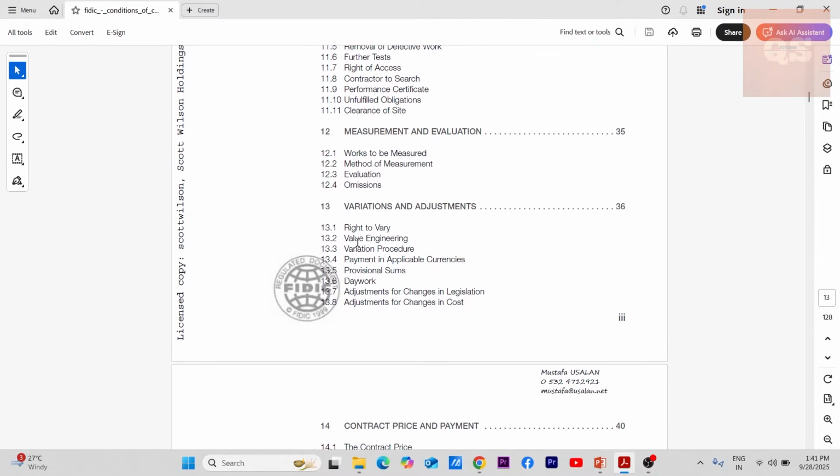13.1 right to vary, value engineering, variation procedures, payment in applicable currencies, provisional sums, day works, adjustment for changes in legislation, adjustment for changes in cost. I'm not going into detail of each. You can just open the FIDIC, maybe Red Book, and go through these sub clauses.